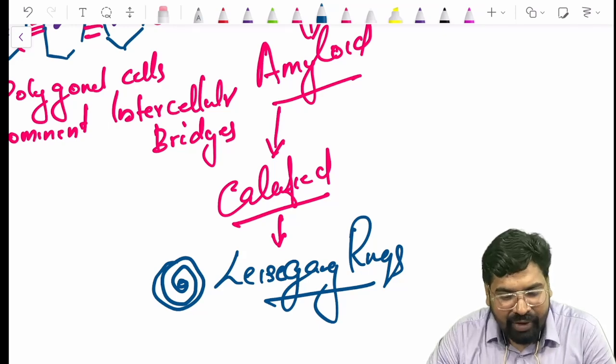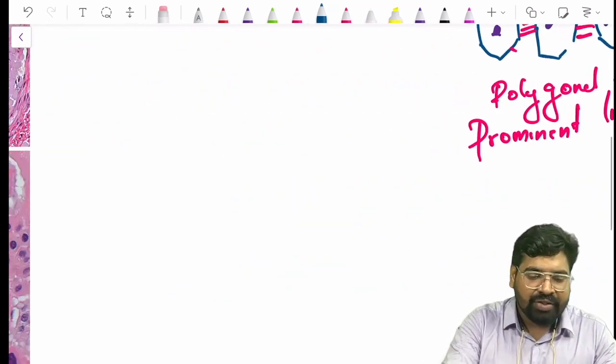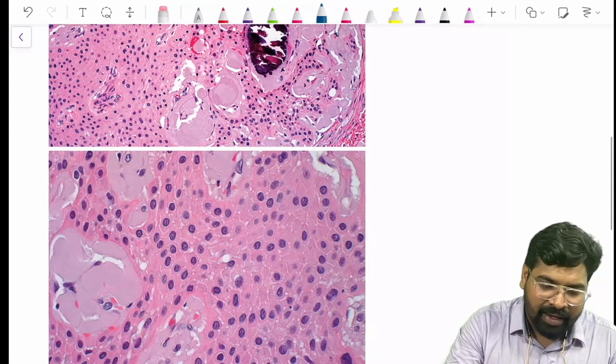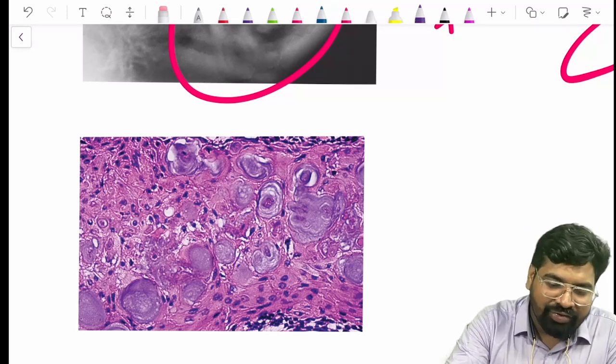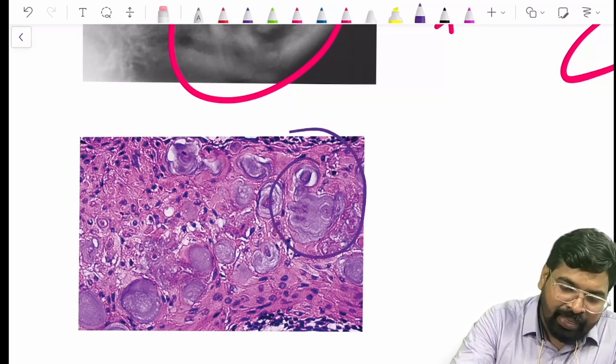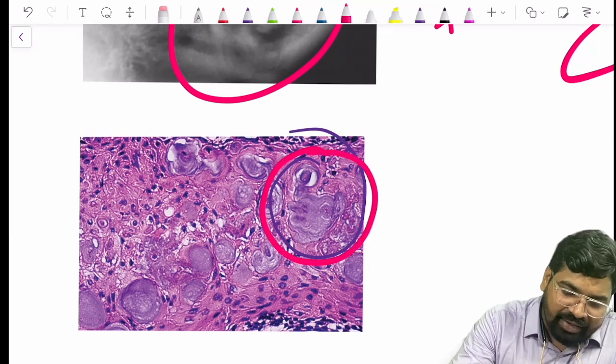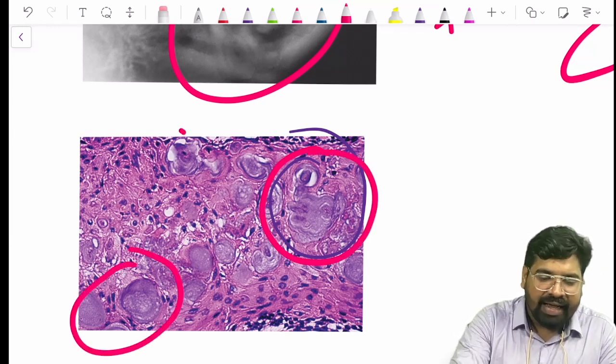So this is about your CEOT. I will show you the image. Here is a histological image. In this picture you can see a lot of Liesegang rings. Can you see this? They are all Liesegang rings. See the bluish ring-like structures.